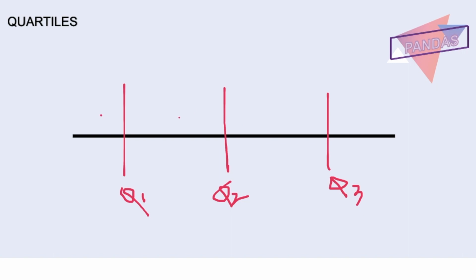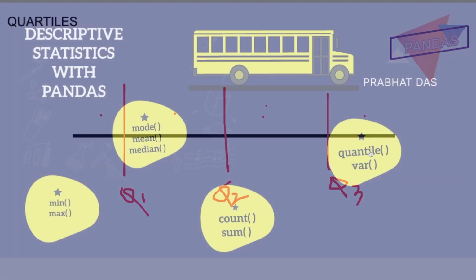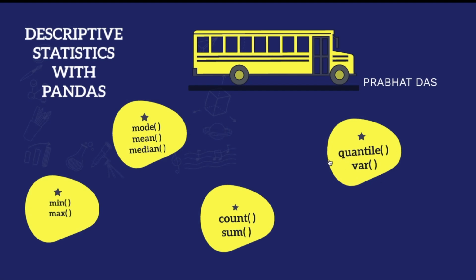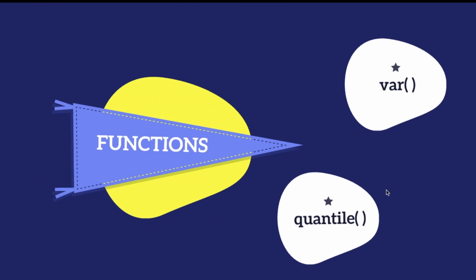This is the first chunk, this is the second chunk, this is the third chunk, and this is the fourth chunk. Here Q1, Q2, Q3 are 3 points that divide a distribution into 4 parts. The 4 quantiles are called the quartiles. So these 4 quantiles are basically the quartiles. Now let us try to understand the quantile and var function. Let's get started with the quantile function.